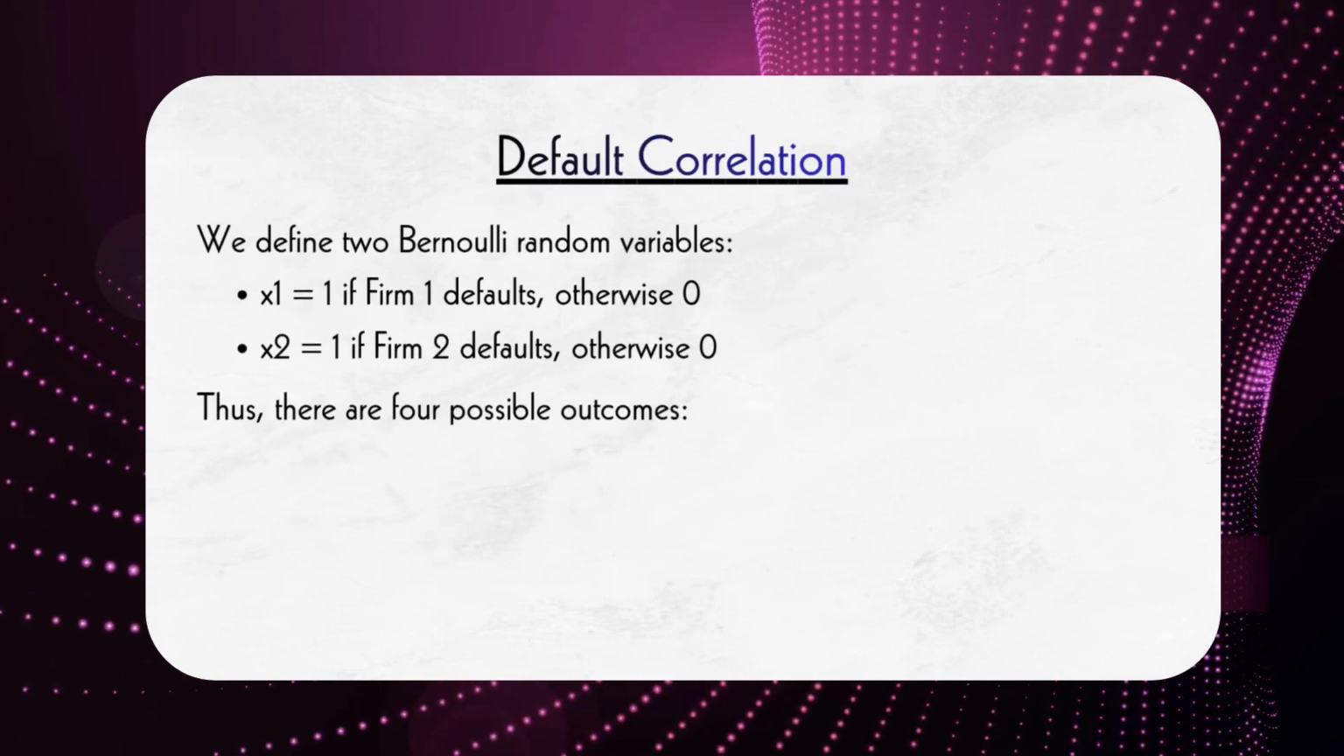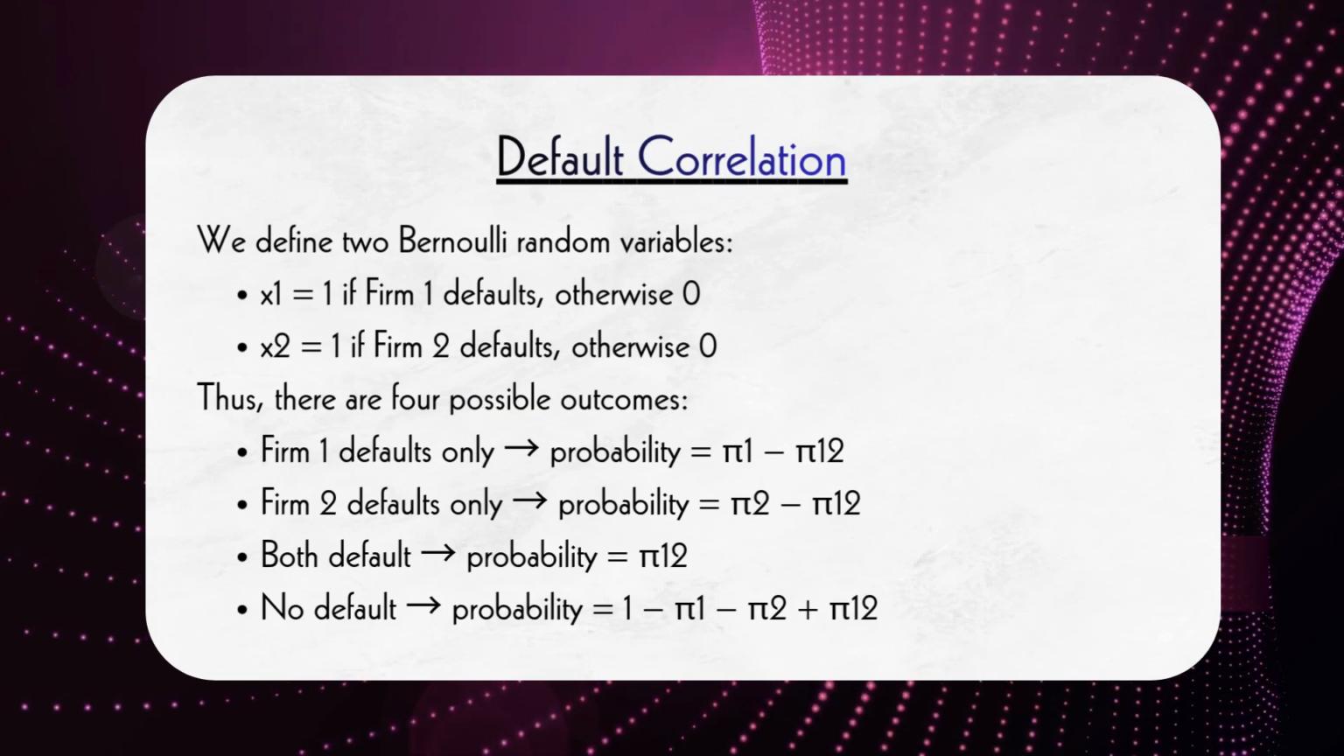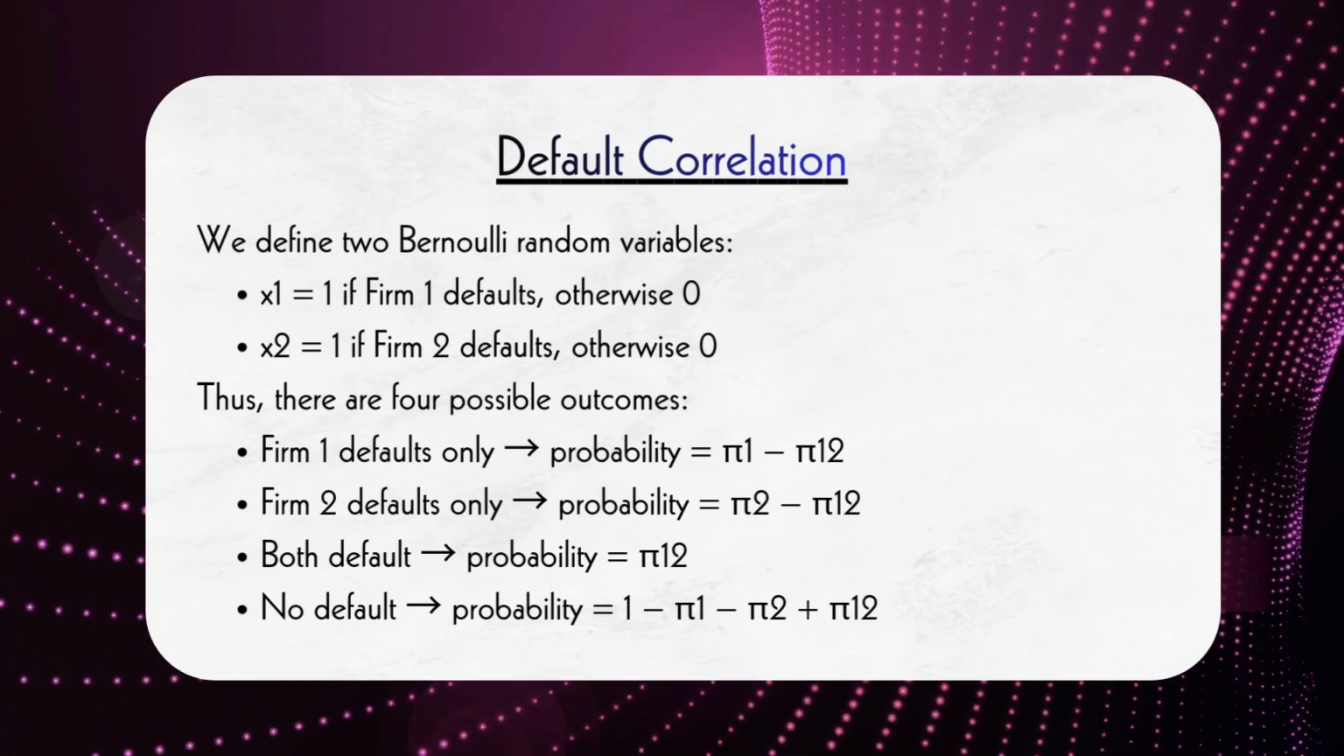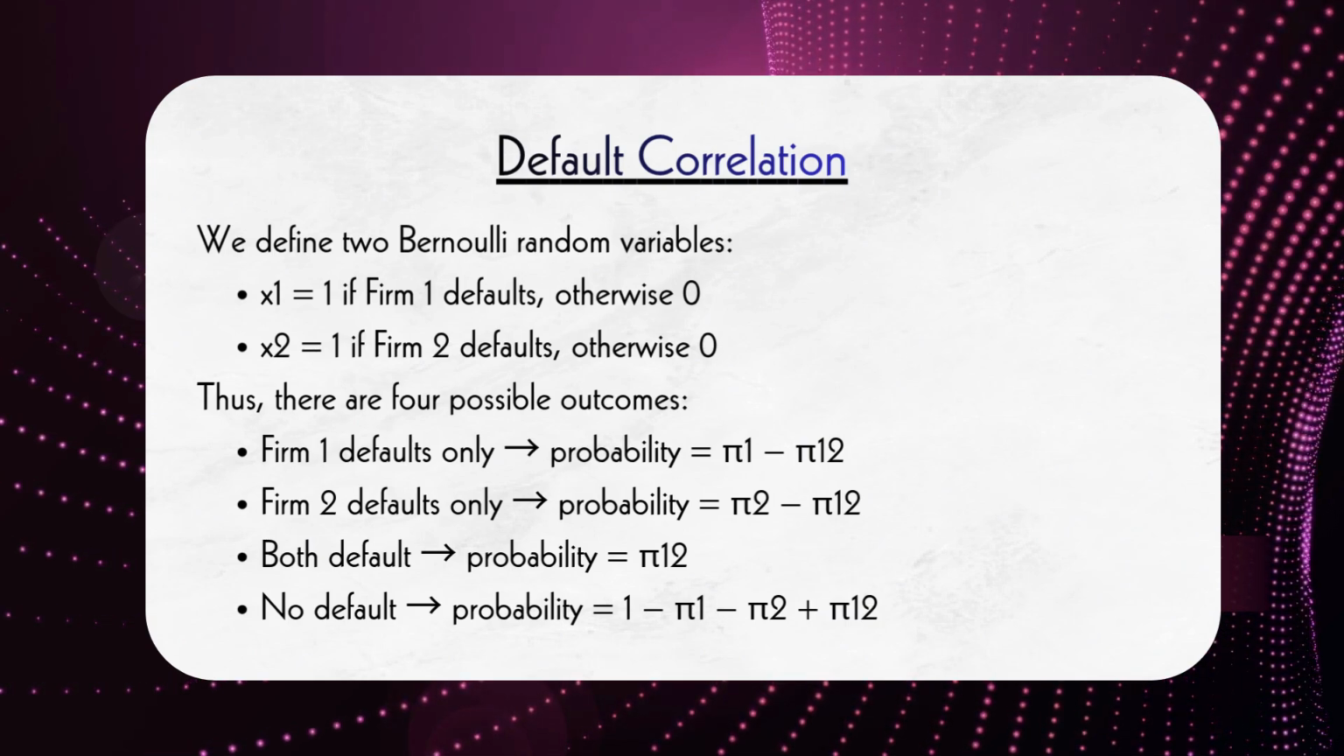We define two variables, x1 and x2. Each variable takes the value 1 if the firm defaults and 0 if it does not. Based on this, there are four possible outcomes.